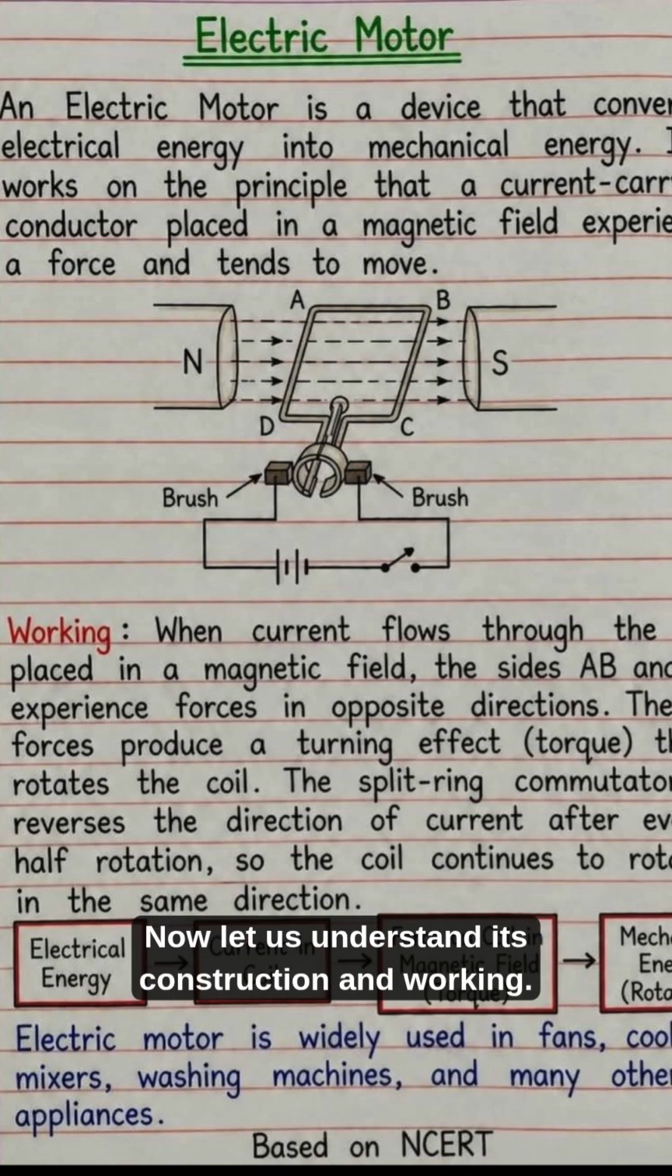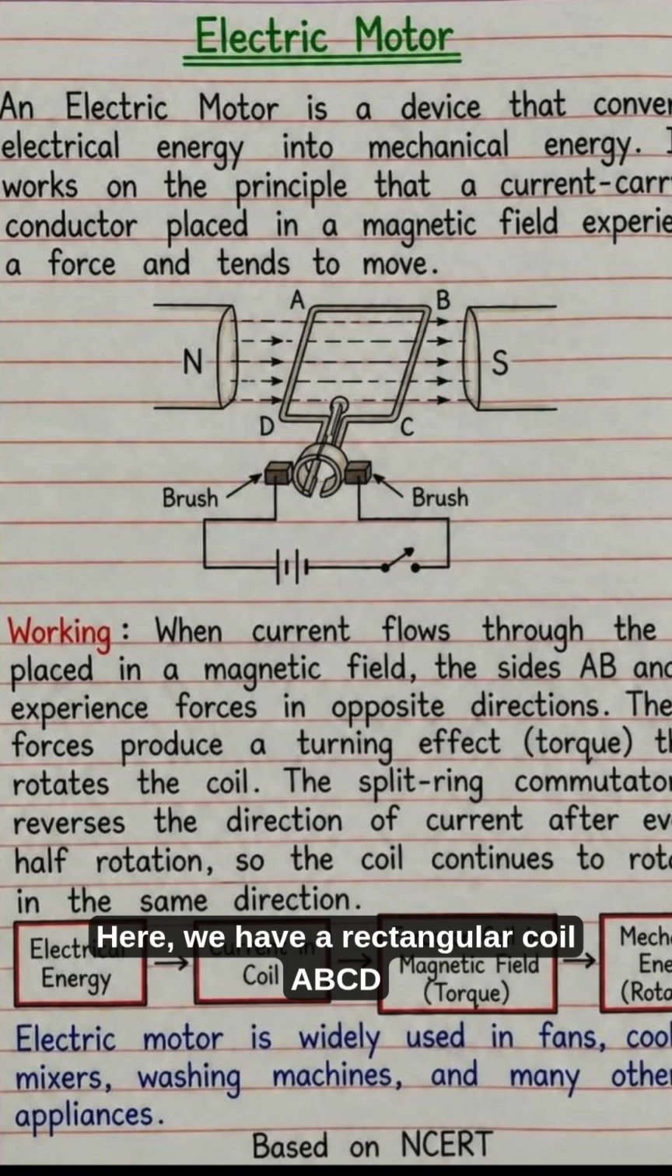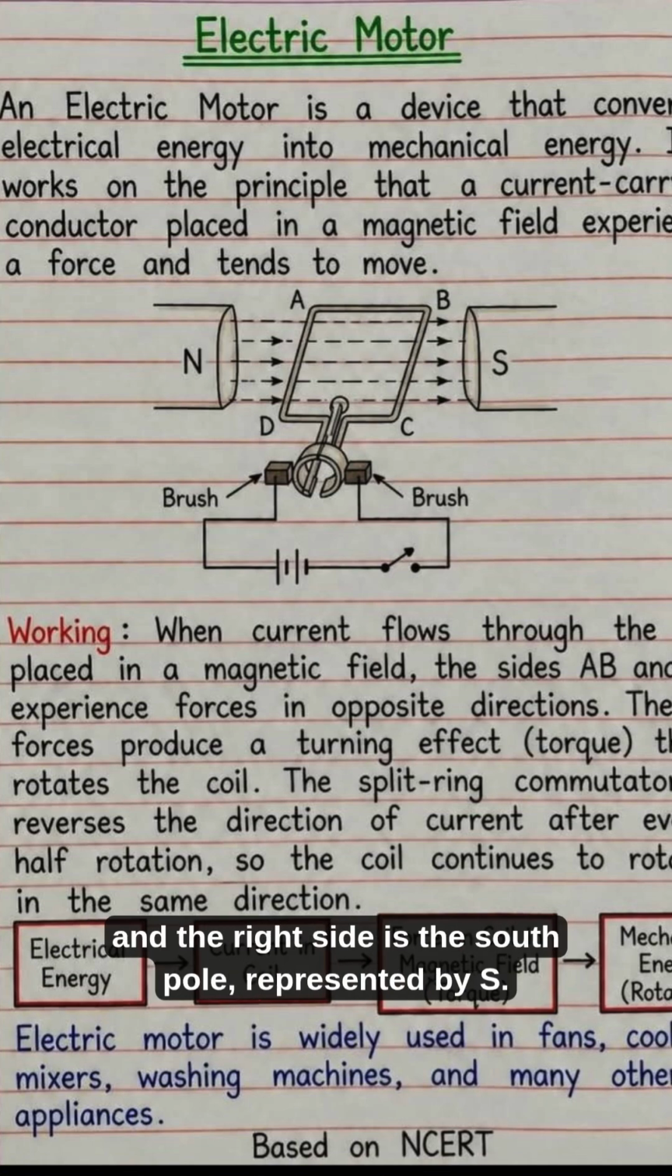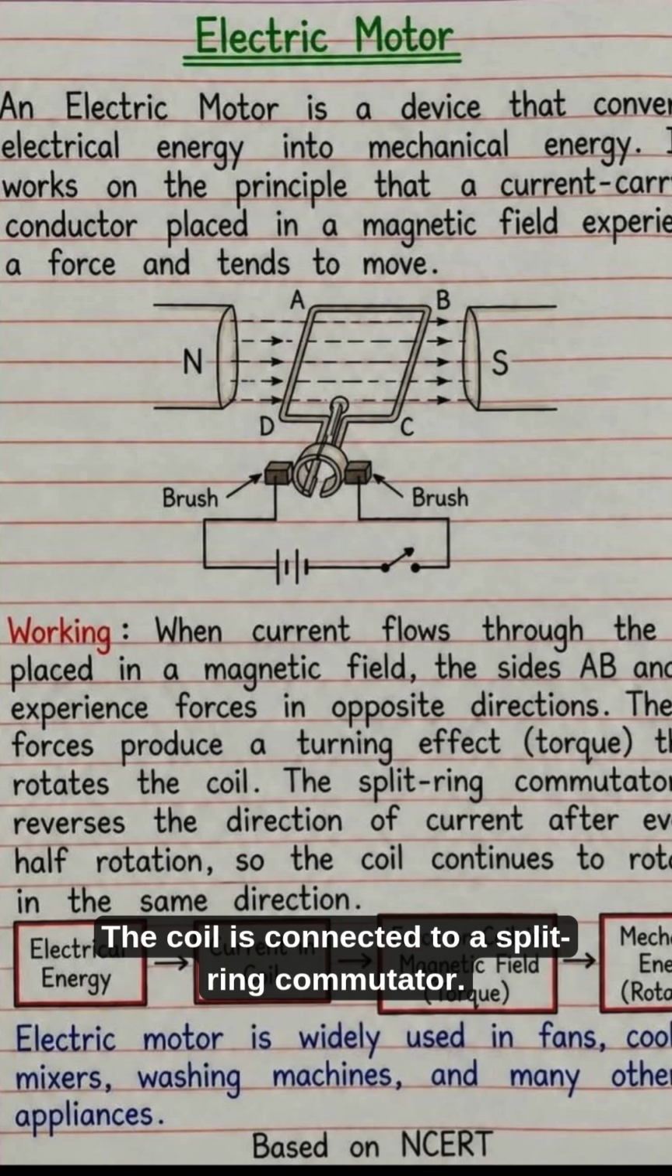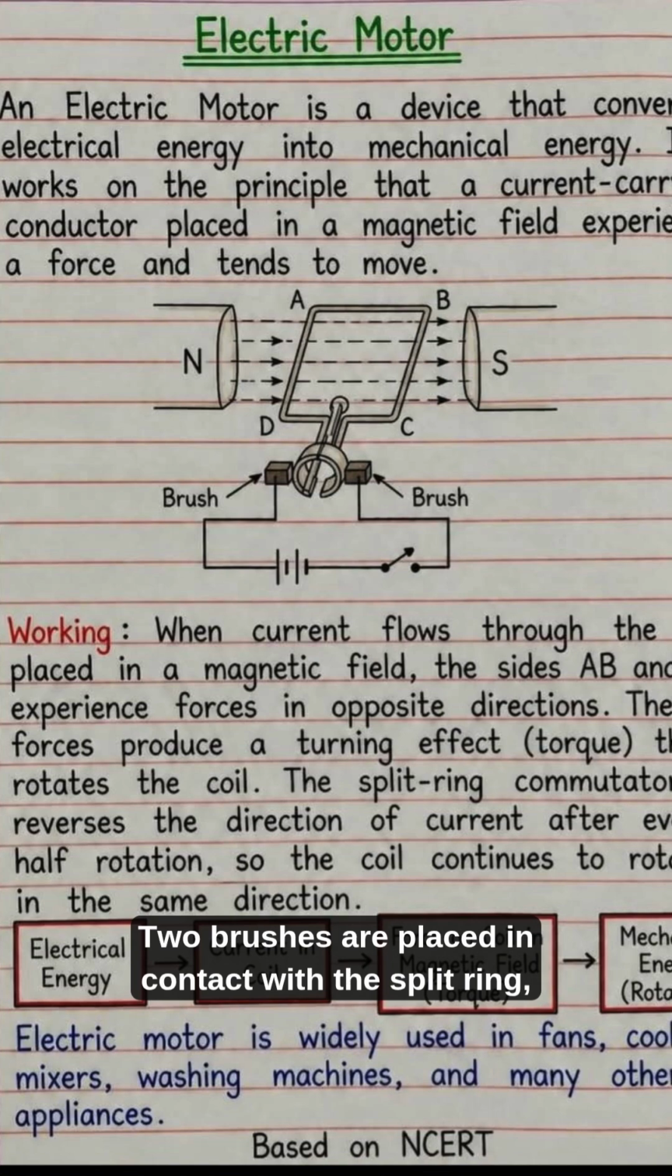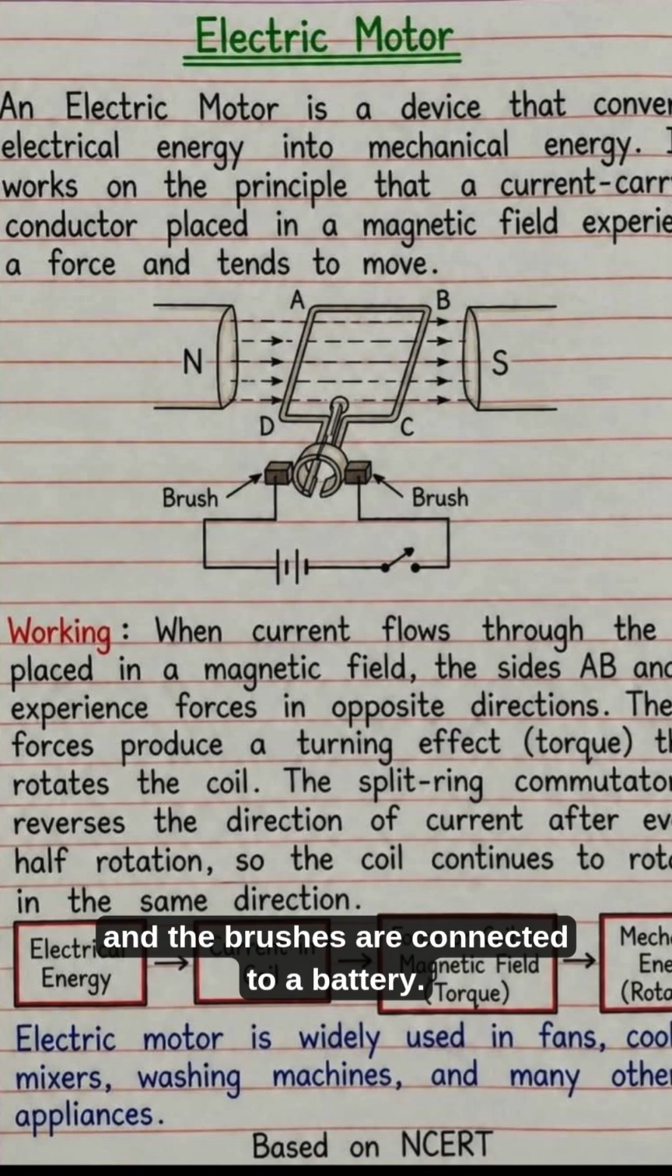Now let us understand its construction and working. Here, we have a rectangular coil ABCD placed between the two poles of a magnet. The left side is the North Pole, represented by N, and the right side is the South Pole, represented by S. The magnetic field lines move from the North Pole towards the South Pole. The coil is connected to a split ring commutator. Two brushes are placed in contact with the split ring, and the brushes are connected to a battery.